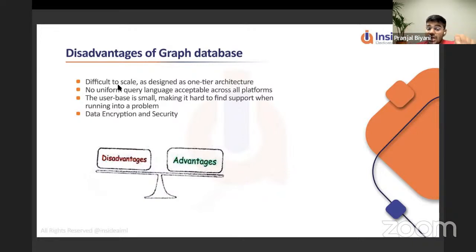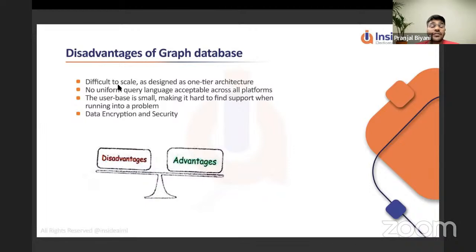Okay. The user base is small. So the problems that you face or the errors that you find, you will not be able to find solutions easily because the community is small. But that's also a side advantage because it is growing so rapidly that you can be the person who has used the platform a lot, has worked a lot with graph data, and you can use your experience, your knowledge to get better job opportunities, to solve more critical problems, more complex problems, and make your name in the world as someone who's an expert in graph databases, right?